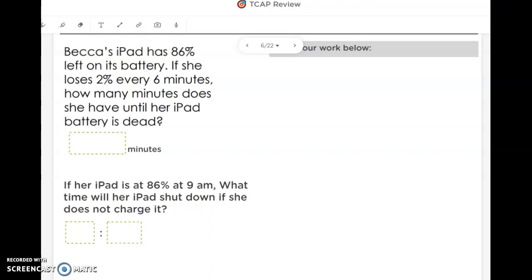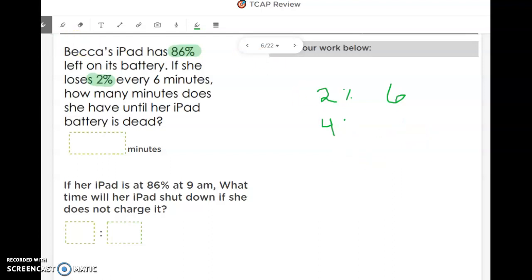This one was a challenging question. Well, we know that she is starting off with an 86% charge on its battery. If I know she loses 2% every 6 minutes, you could draw a chart. You could do an in and out chart. Every 2 minutes, 2% would be 6 minutes. So 4% would be 12 minutes and so on. But that would take a really long time to figure out our answer.